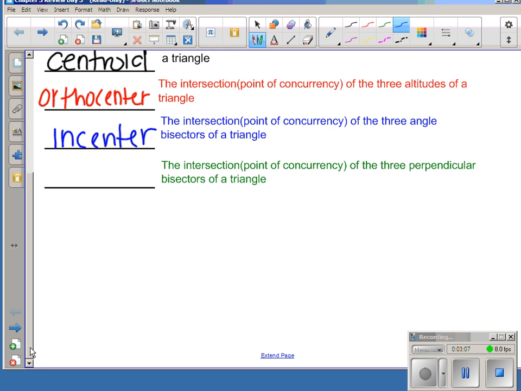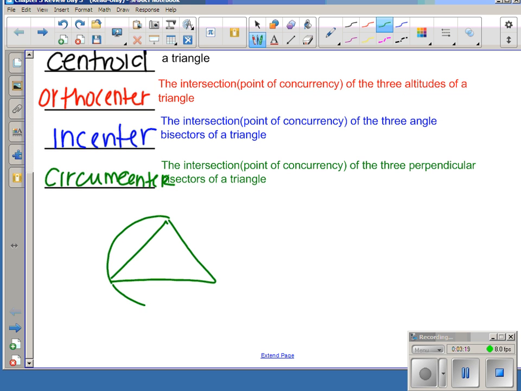The last one, the point of concurrency of the three perpendicular bisectors, is called the circumcenter. And it has the opposite thing that's true. Okay, it's got the triangle with the circle circumscribed. So the circle's all around it. That's why it's called the circumcenter. So the incenter has a circle inside the triangle. The circumcenter has the circle outside the triangle. That's why it's called the circumcenter.